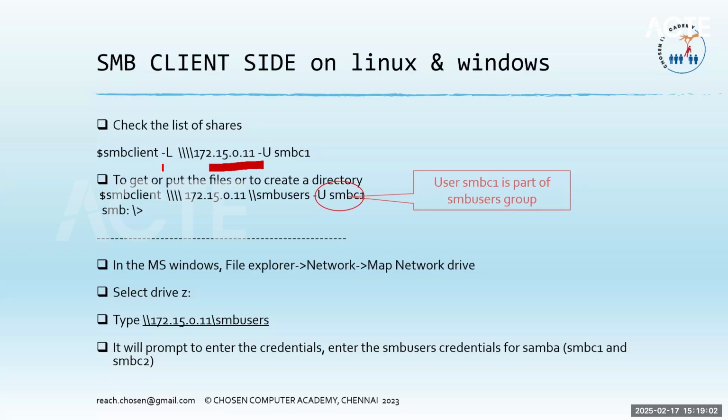-L will list the shared resources that are there, and for which user. I've configured the user SMBC1. So -U SMBC1 will give the list of shared resources shared by this SAMBA server. We'll be able to see the shared resources.